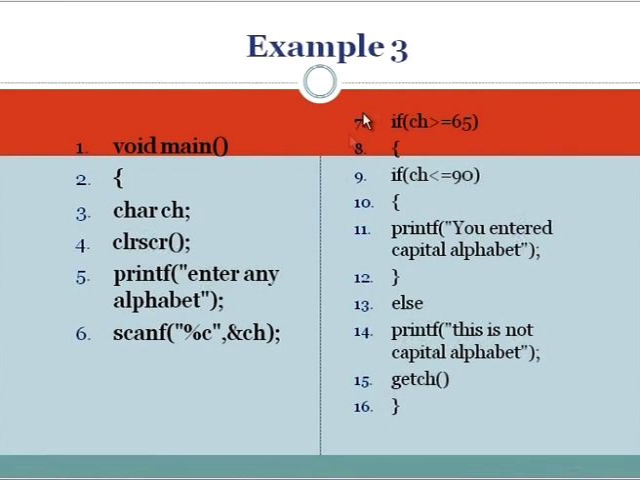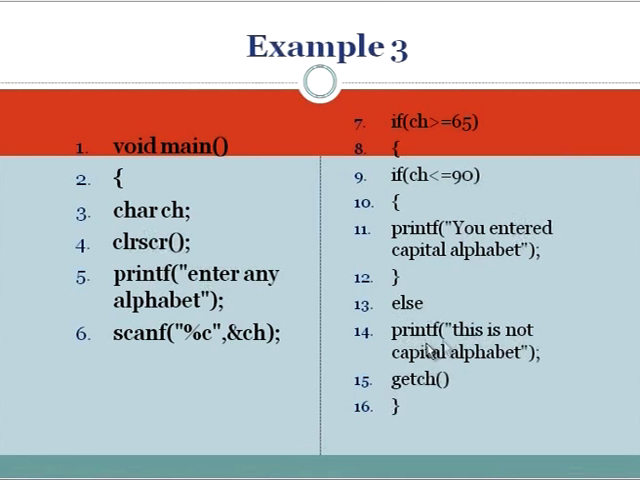When we enter the value for the ch, the condition if ch is greater than equals to 65 will be evaluated. If the condition is true, then control will move inside the body, and the inner condition if ch is less than equals to 90 will be evaluated. If both the conditions turn out true, then the message you entered capital alphabet will be displayed. If any of the conditions is false, then the message this is not a capital alphabet will be displayed.